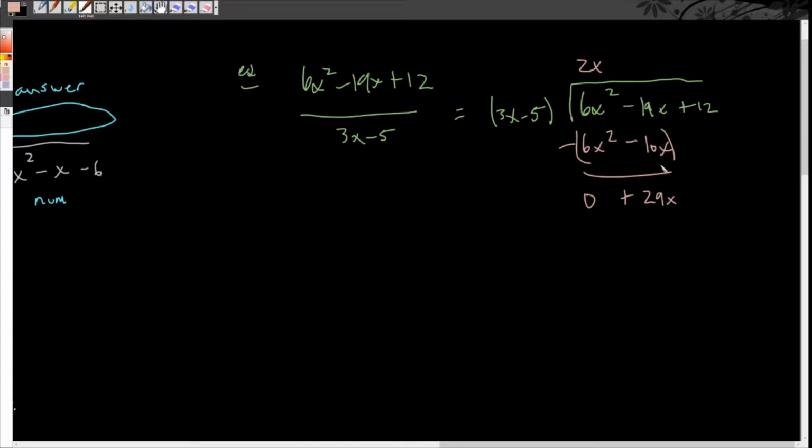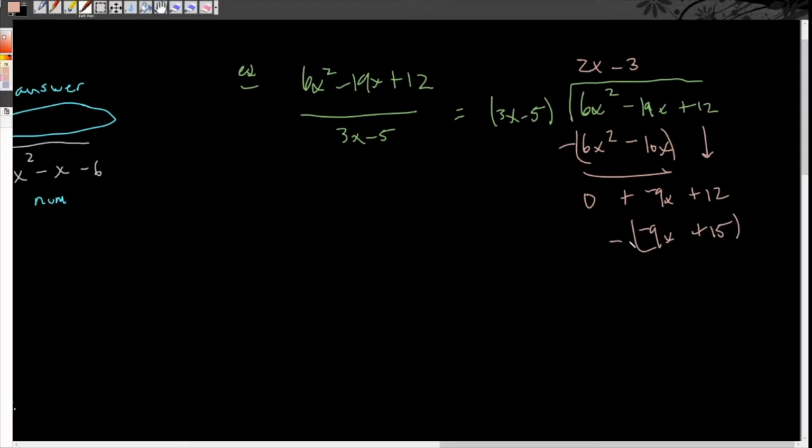Is that correct? It can't be right. Oh, that's negative 9. Negative 9x. Bring the 12 down. So I'm looking at negative 9x. What times 3x equals negative 9x? Well, the x is already there. I just need negative 3. Negative 3 times 3x is negative 9x. Negative 3 times negative 5 is plus 15.